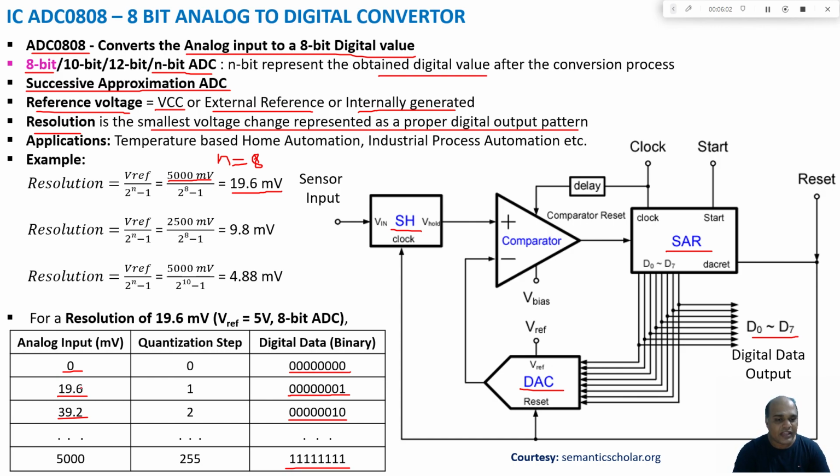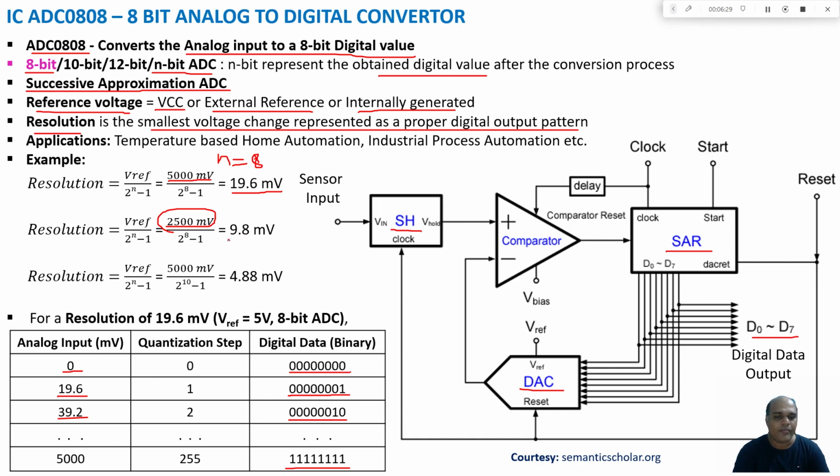If my sensor gives a voltage less than 19.6 millivolt, then we cannot resolve it properly. We cannot obtain the proper digital binary bit pattern. In that case, how do we get a smaller resolution or a higher resolution? We can adjust the reference voltage. Instead of using 5 volt as a reference voltage, we can use 2.5 volt as a reference voltage.